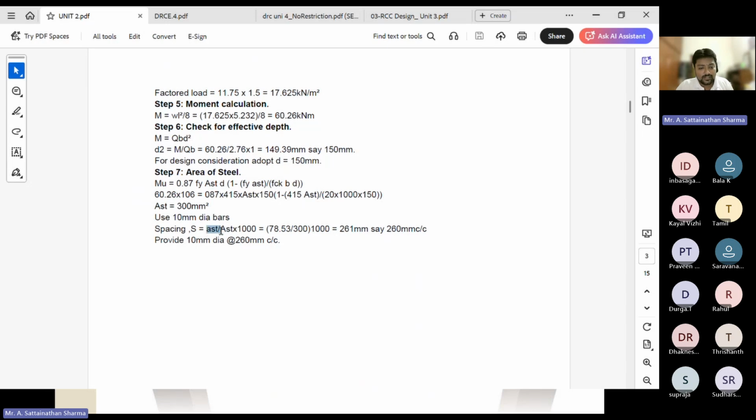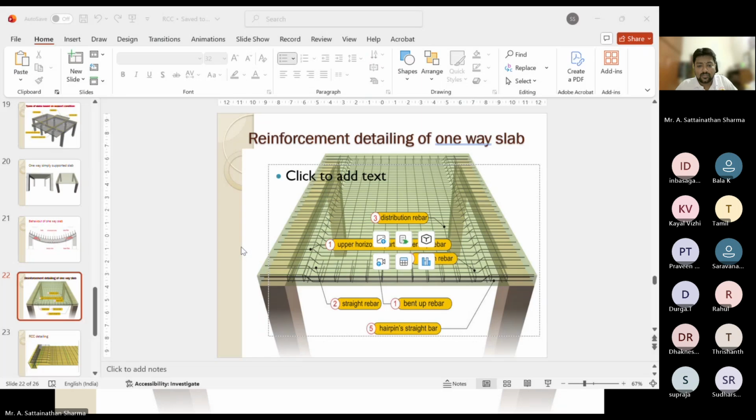Spacing is small ast, the small a is nothing but the area of 1 bar, that is 78.5, divided by total area that has been given, 300 into 1000, that will be your spacing. That's all. So provide 10 mm diameter at 260 mm center to center here.